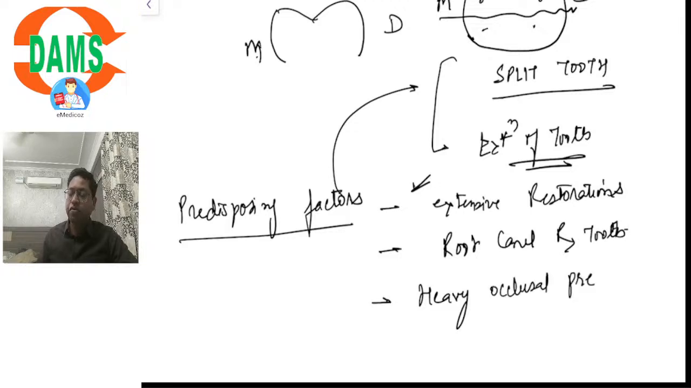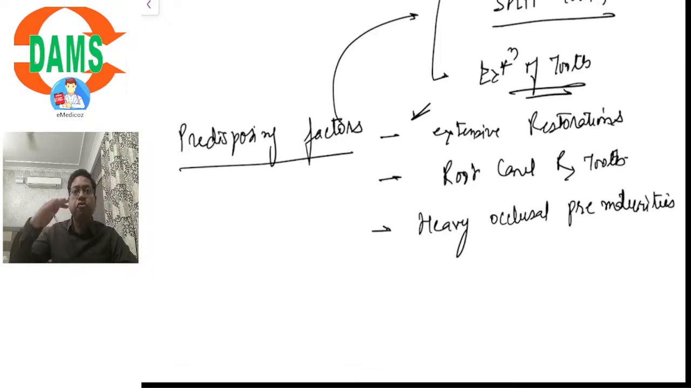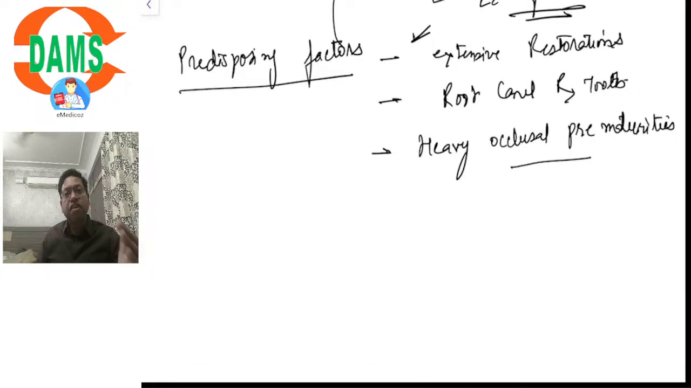or we can say heavy occlusal prematurities are present in the tooth. The occlusion is not balanced. There are occlusal prematurities due to which a particular tooth is subjected to a lot of masticatory load, which is not evenly distributed, and this can predispose the tooth to become a split tooth. And the most favorable direction for a split tooth is the mesiodistal direction. All the remaining features, the early manifestations, the late manifestations, and the diagnostic criteria remain the same as we discussed with the cracks initially.